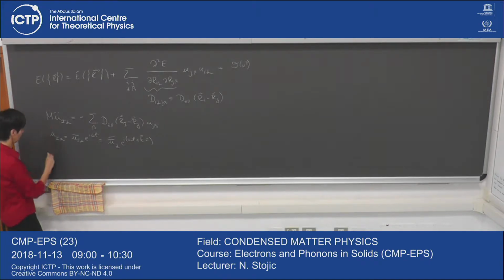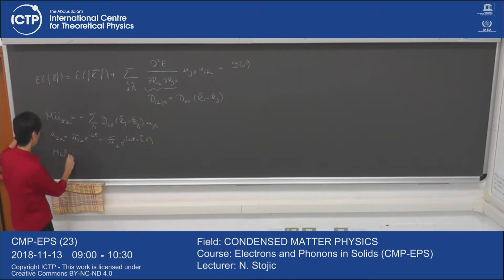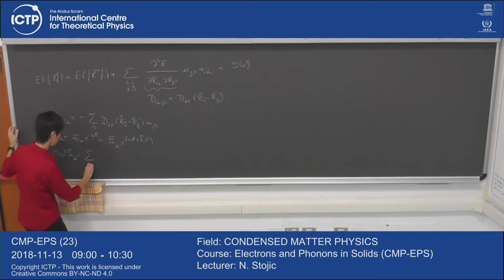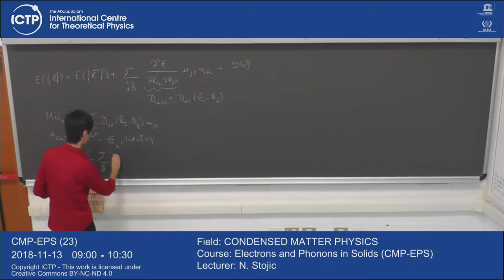Oops, let me make it squared. Now I should check the signs. Beta, R.